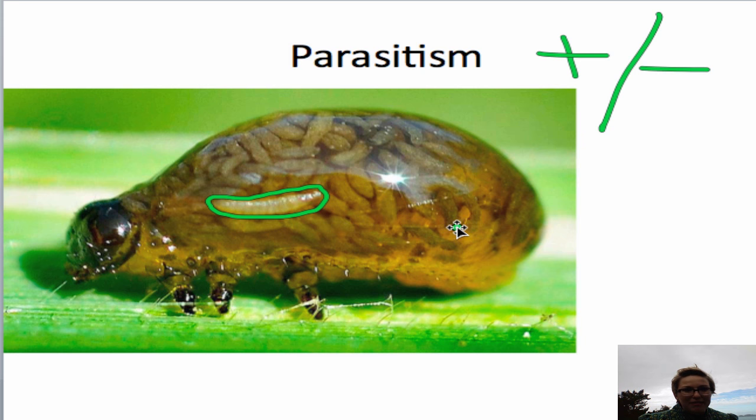So this beetle is kind of like a walking salad bar, I guess, for these wasp larvae. And so they get the benefit of the food, and once they grow big, they burst out of the beetle, killing it. So obviously the negative goes to the beetle, and the positive goes to the wasp.